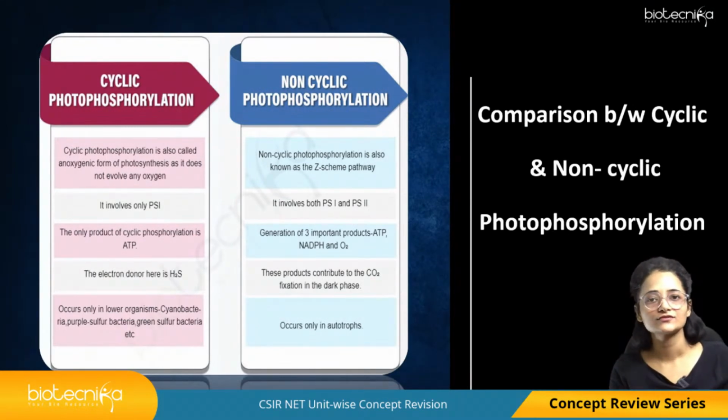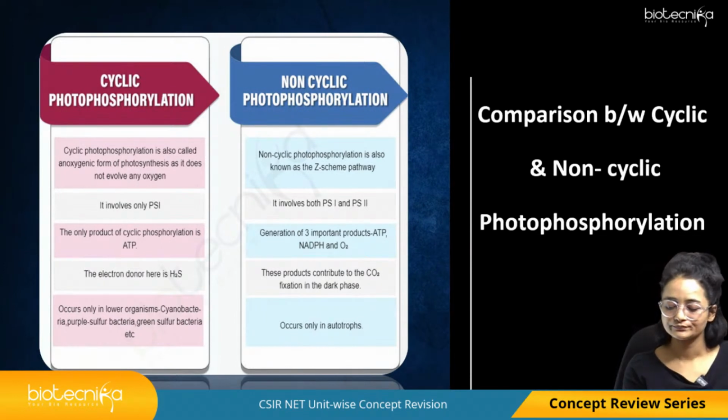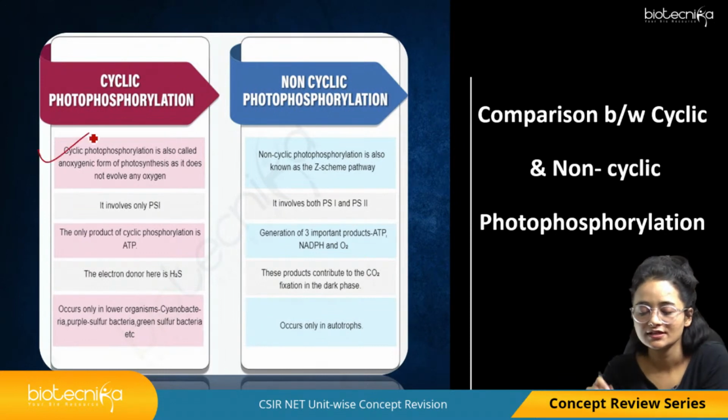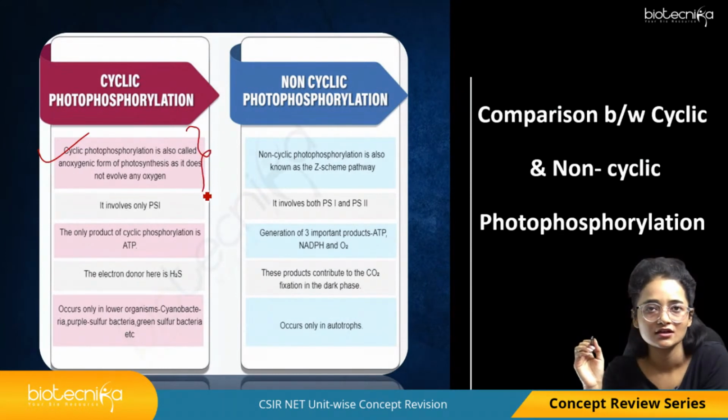So non-cyclic photophosphorylation majorly takes place in autotrophs or the higher plants, while cyclic photophosphorylation takes place in organisms such as cyanobacteria, purple sulfur bacteria, or green sulfur bacteria, right? All these prokaryotes are the ones in which the cyclic photophosphorylation takes place. So first, it says that cyclic photophosphorylation is also called the anoxygenic form of photosynthesis, as it does not involve any oxygen. So here no oxygen evolution takes place, right? In case of cyclic photophosphorylation.